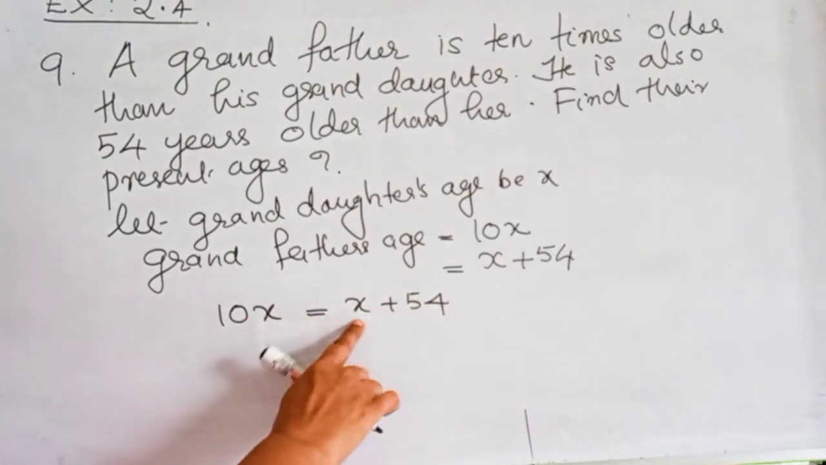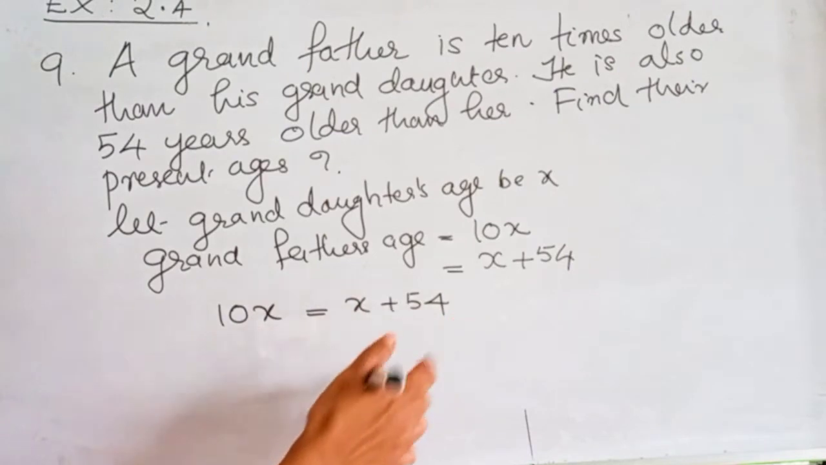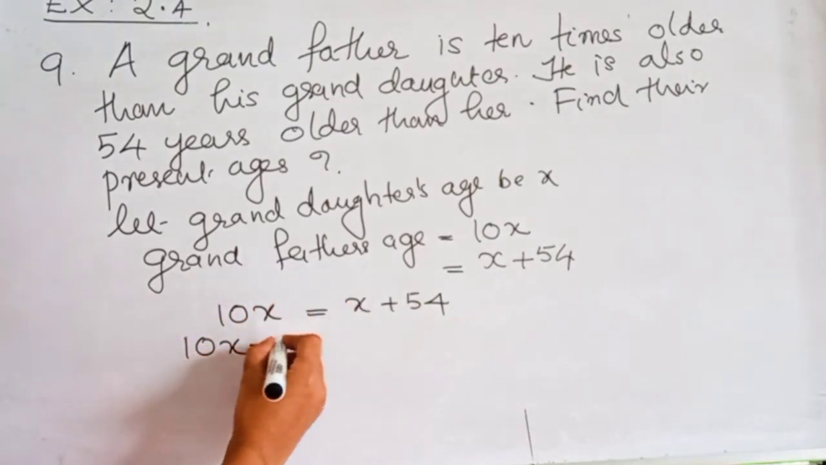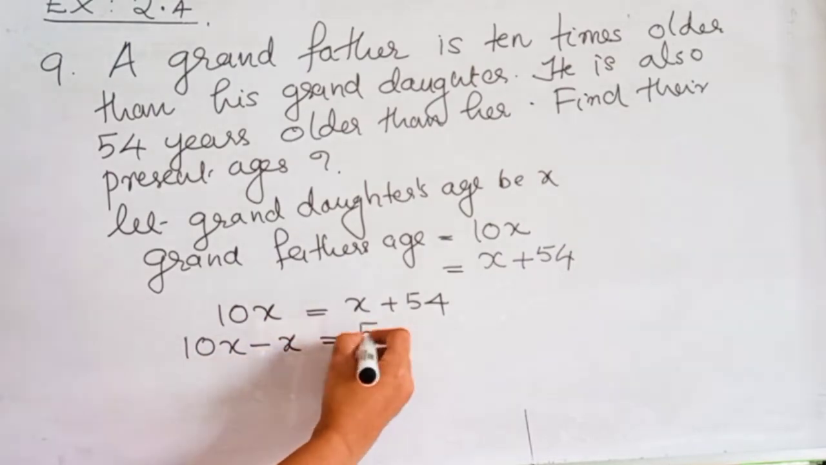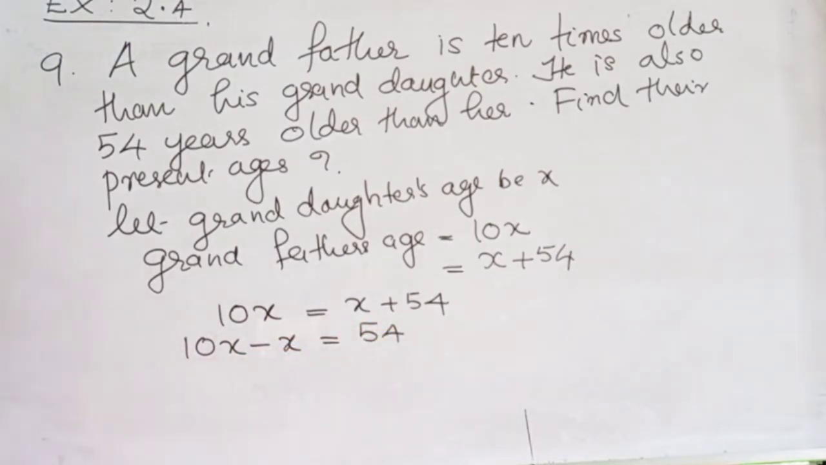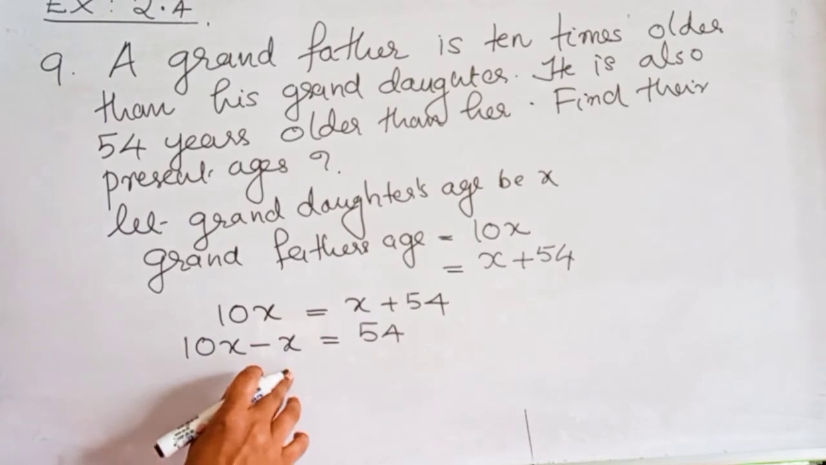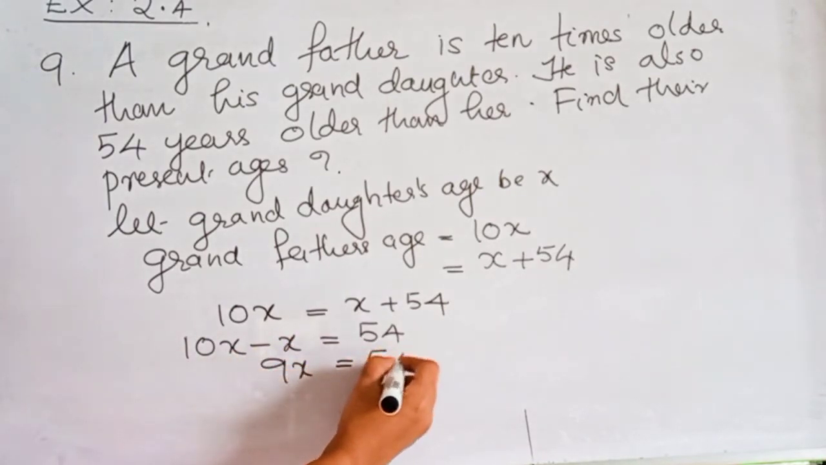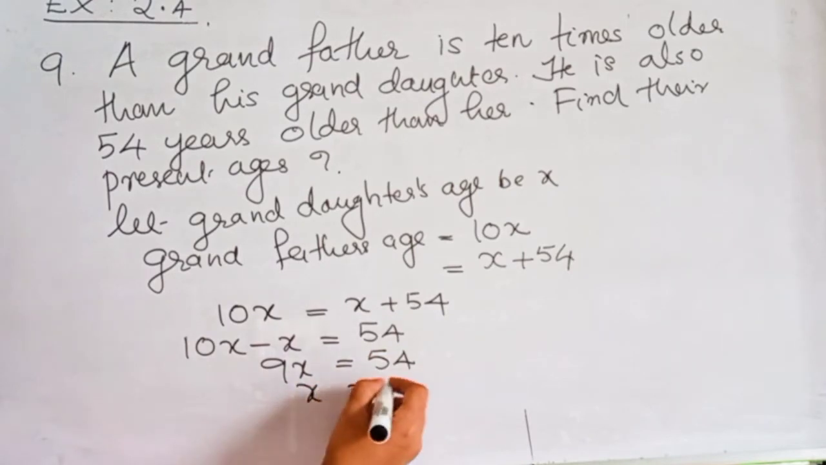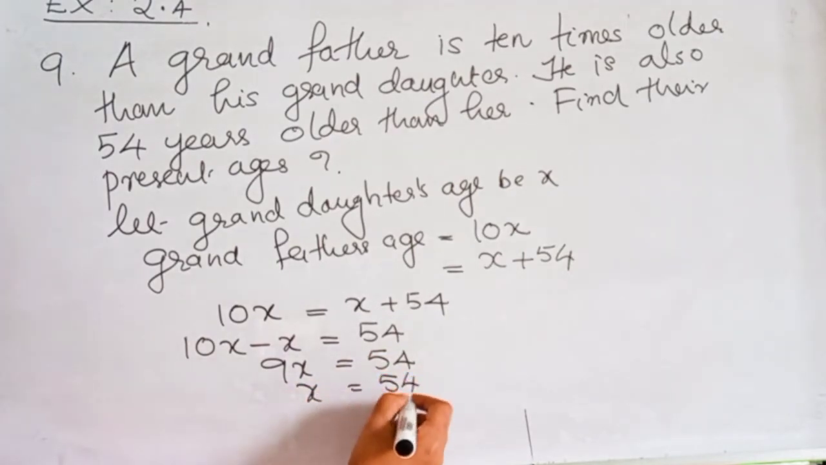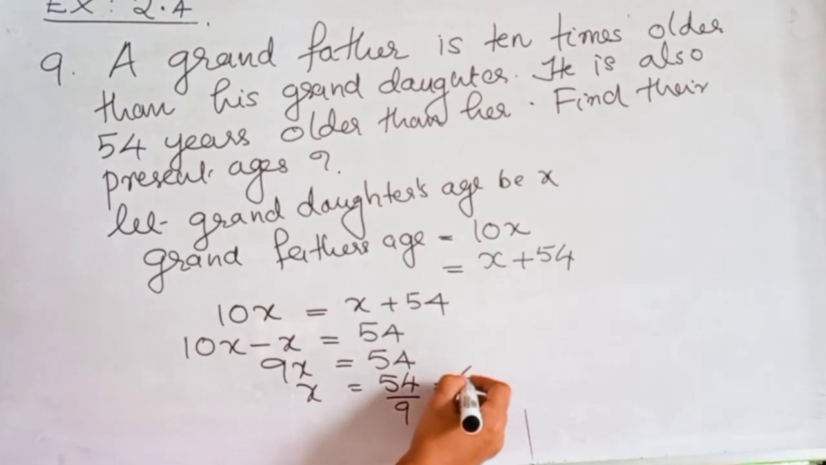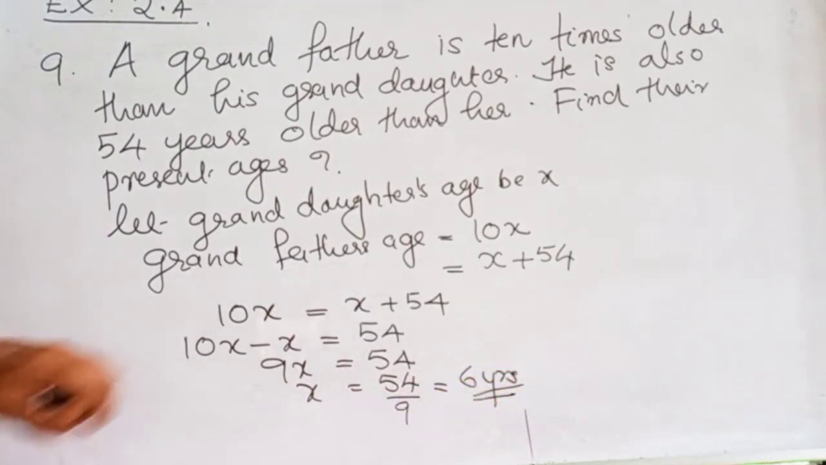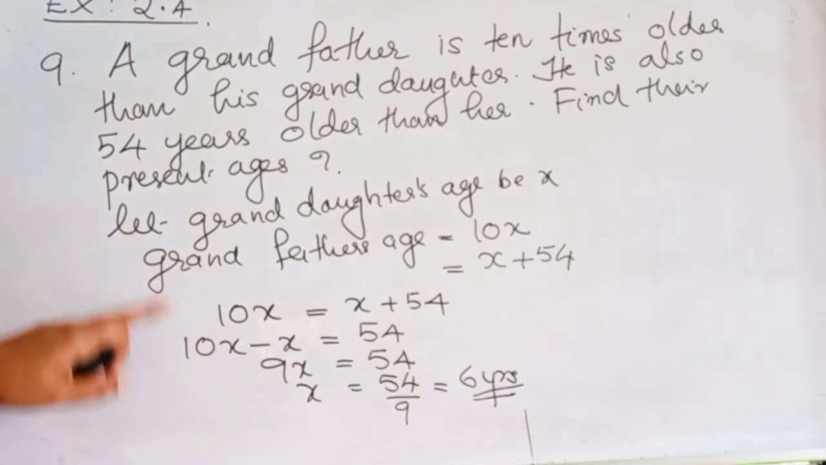So we got 10x equal to x plus 54. So I am going to bring this x to the left hand side. It becomes minus x, and 54 is there in the right hand side. So 10x minus x, all of you know that it is 9x, and 9x equal to 54, x equal to 54 divided by 9. And we got it is 6 years old. Here the granddaughter is 6 years old.